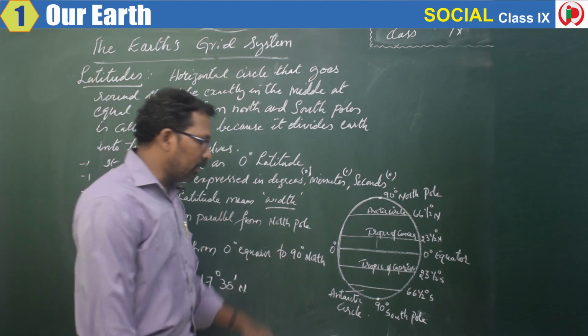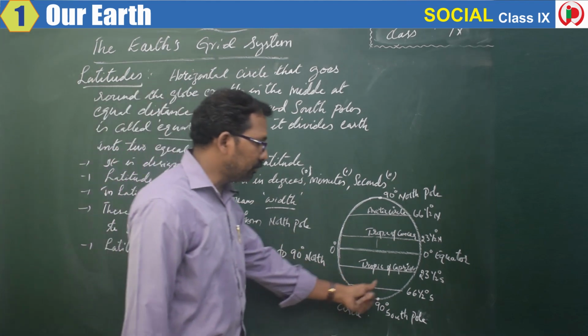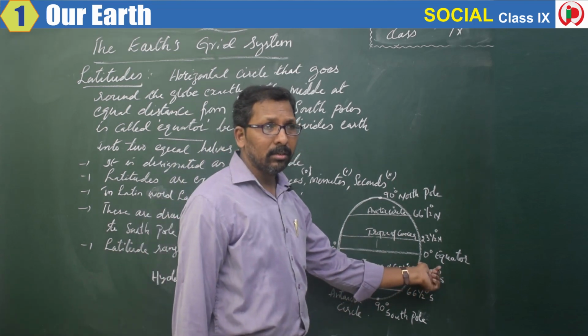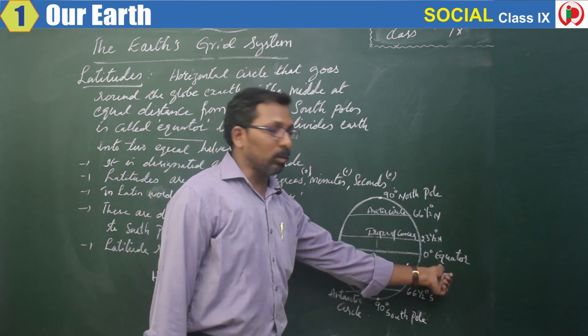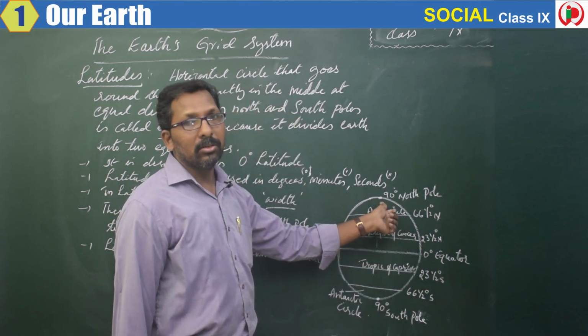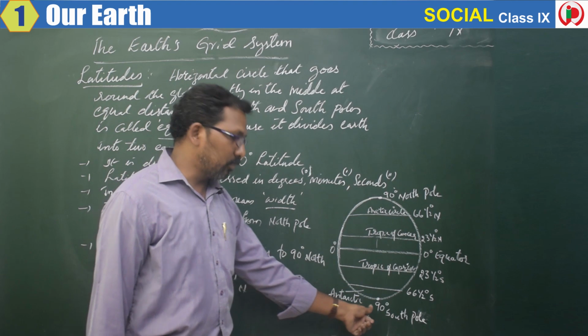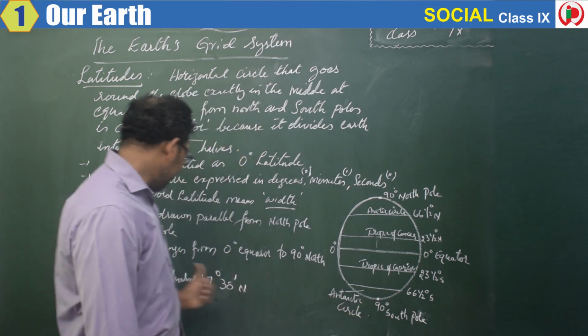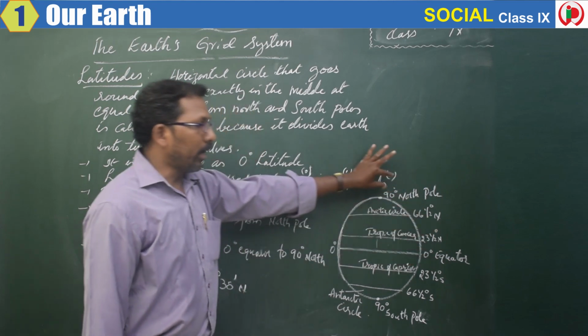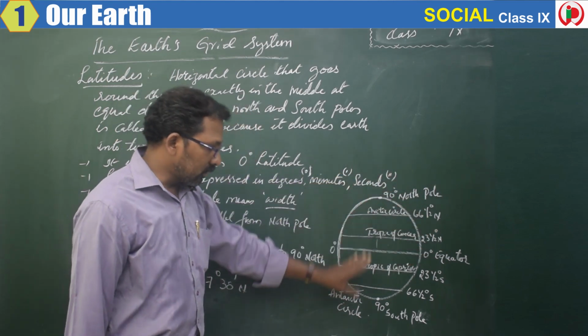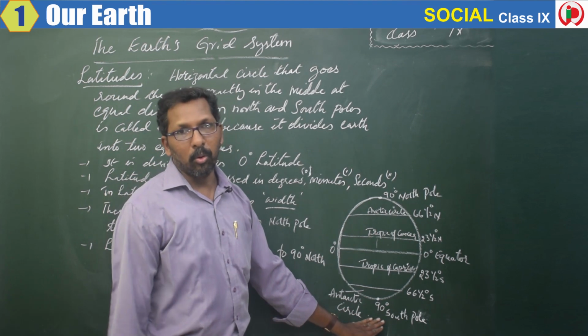These latitudes range from 0 degrees at the equator to 90 degrees at the North Pole and towards the 90 degrees South Pole.